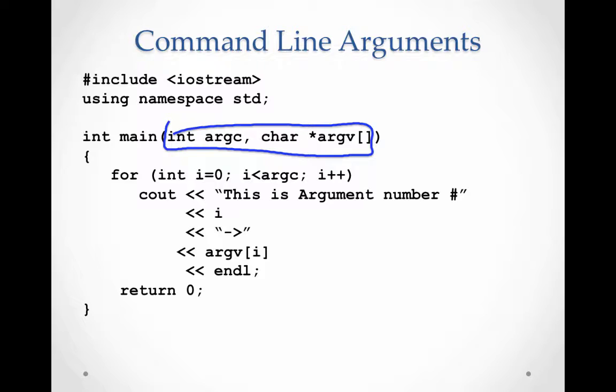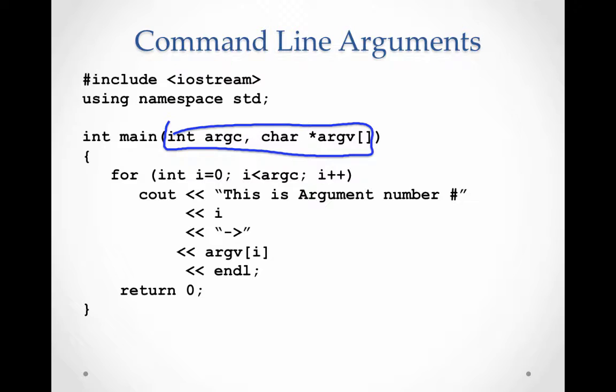In order to handle those command line arguments, you must declare 2 parameters for main. The first is the count of the number of arguments coming in, which by convention you name argc. And the second is an array of strings, which is your command line arguments, and you do it as char star argv.